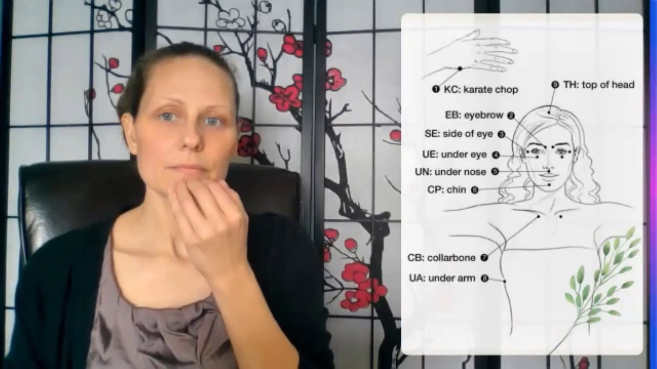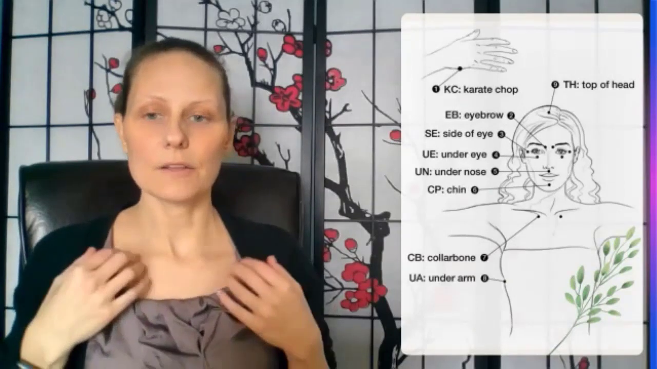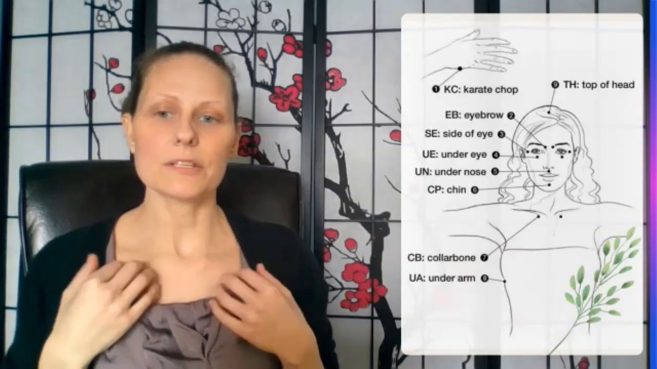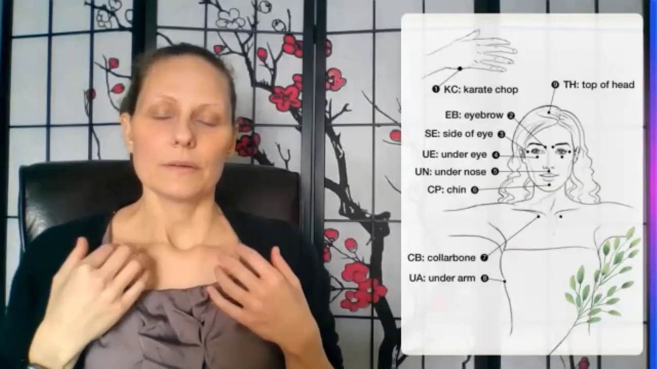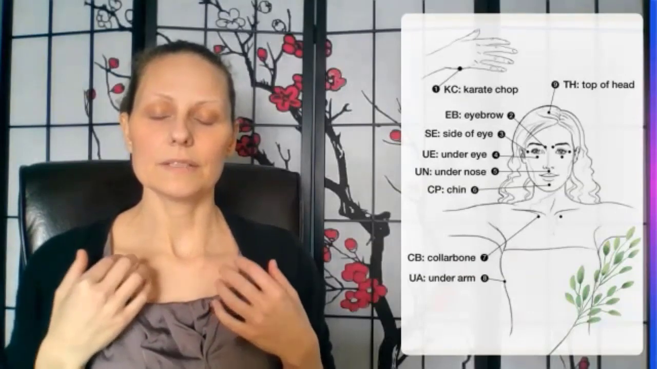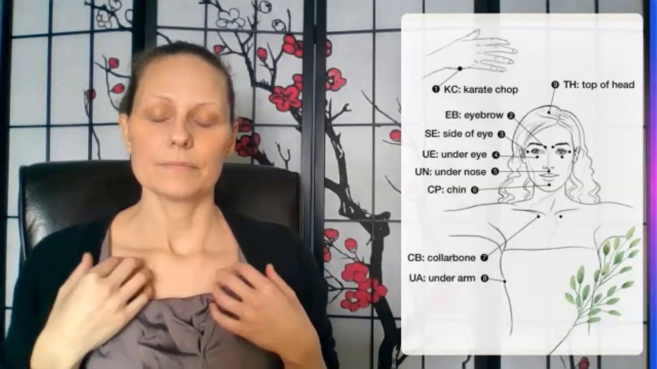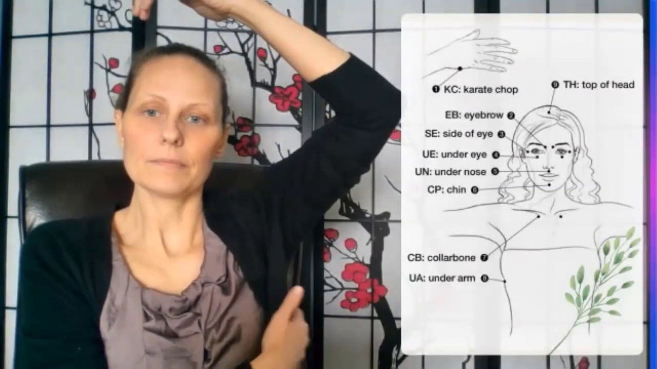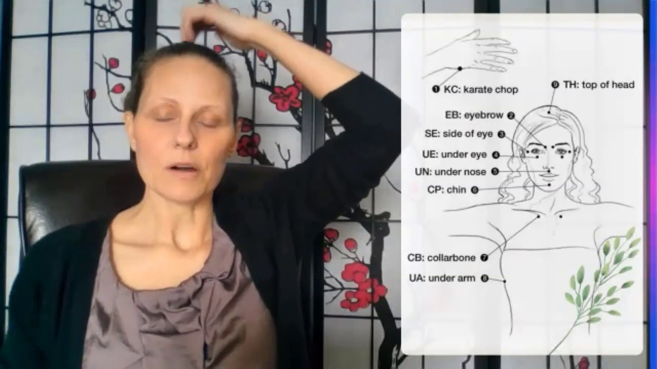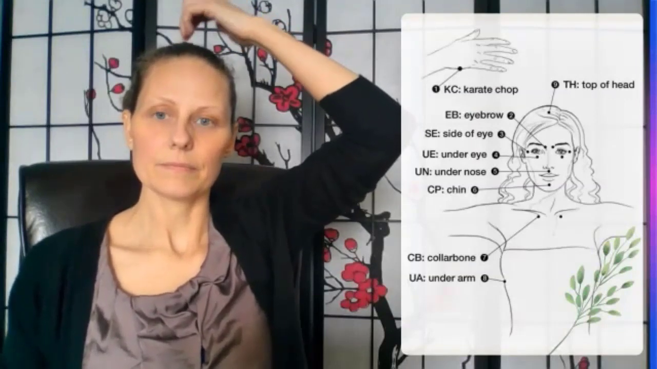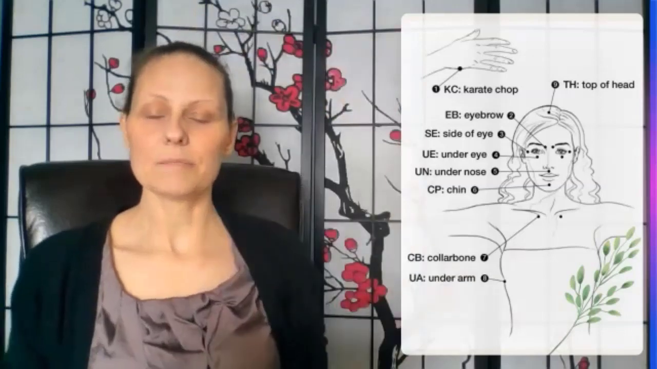Chin. All of this calm. Collarbone. We're going to pause here for a moment and just think about the thing that's stressing you out the most right now. Take a breath. Under the arm. Bringing in this calm. Top of the head. I am calm now. All right, and you can stop tapping and take a breath.